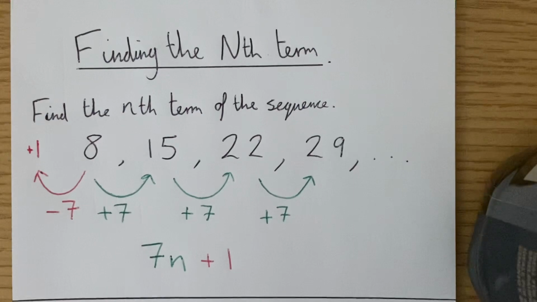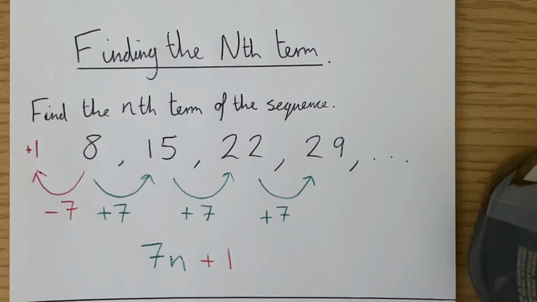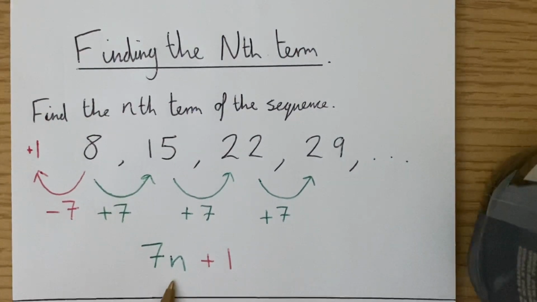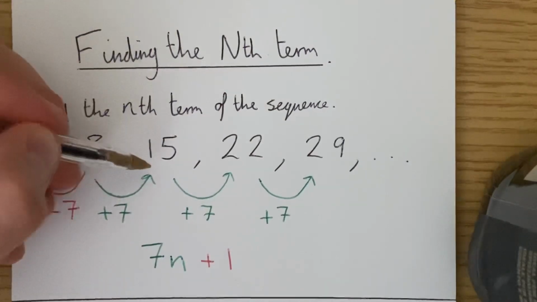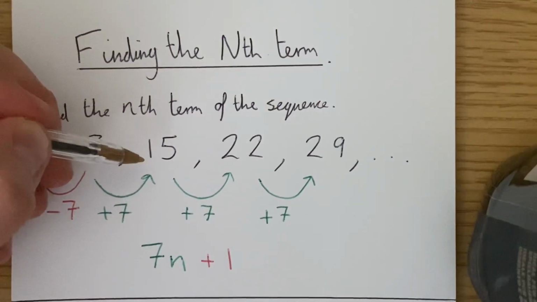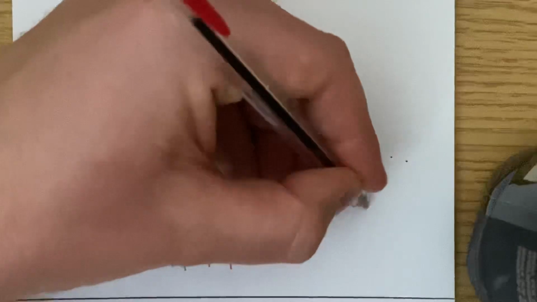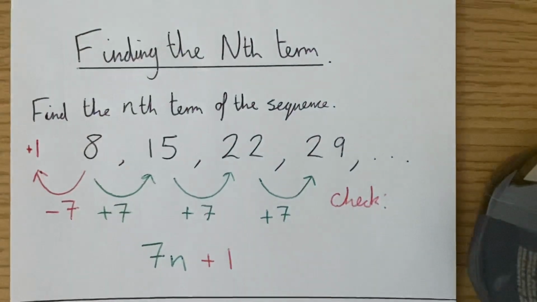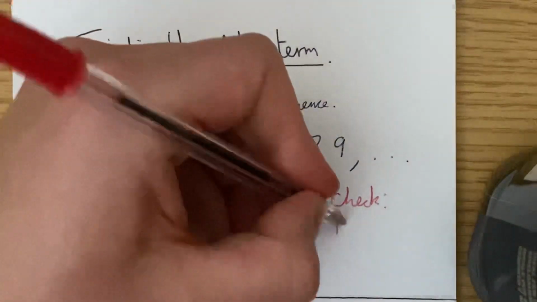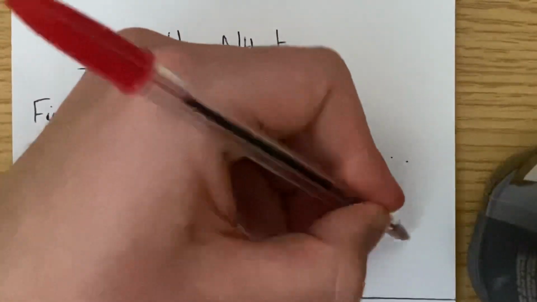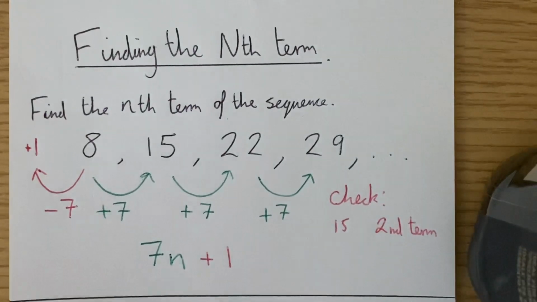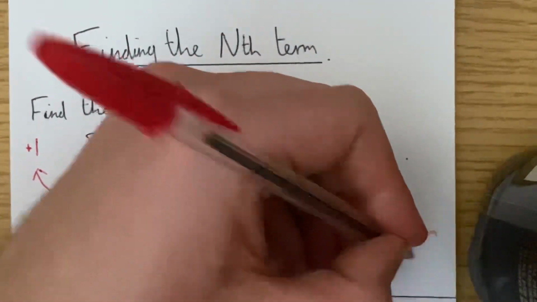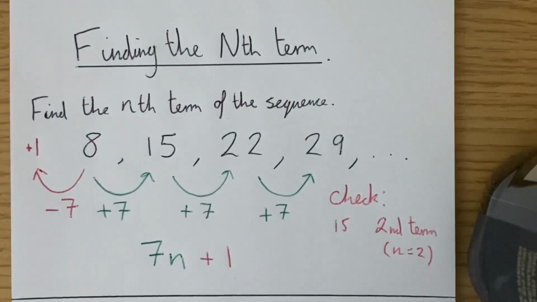Now, something extra you can do at the end, once you've found that nth term, 7n plus 1, is you can check if it works for one of these terms. We're going to pick 15. Now 15 is the second term. So over here we're going to check it works. So 15 is the second term. If it's the second term, that means n is equal to 2. And remember, this is a check to see if you got it right.